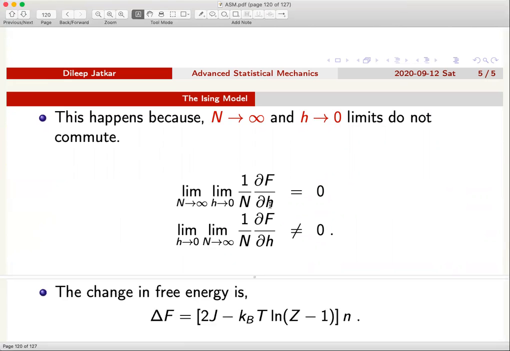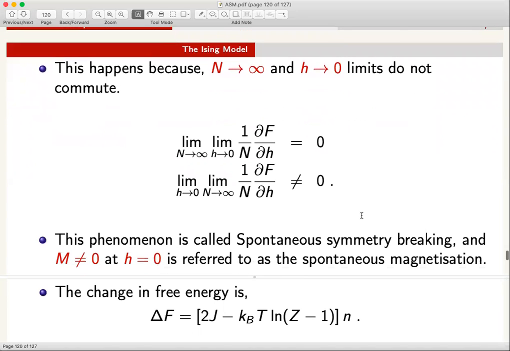In that case you find that the magnetization will just vanish. But if you take N going to infinity first and then you take h going to 0, then you find that the magnetization is non-zero. So this effect is basically the non-commutativity of the limits that you take when you study the thermodynamic limit of the system.